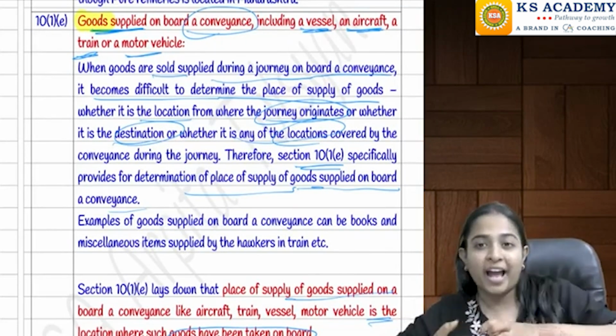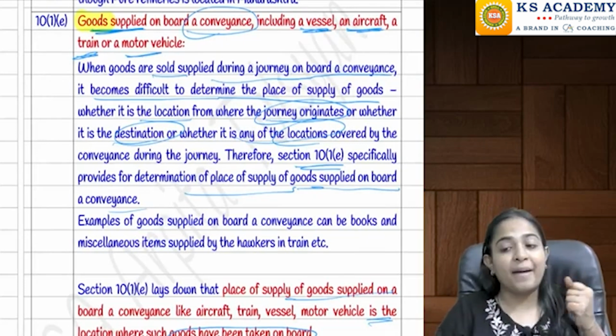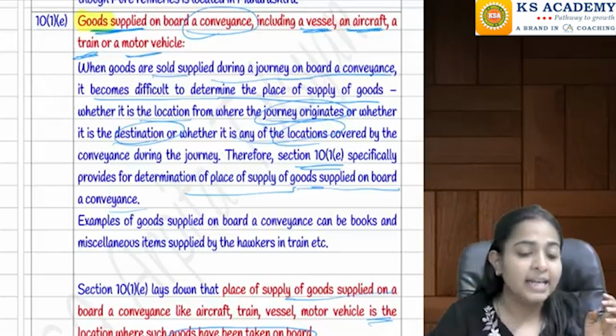जहां से गुड्स को चढ़ाया है, ठीक है, that place will be considered as the place of supply. Doesn't matter where you are selling the goods, okay, that is totally irrelevant.